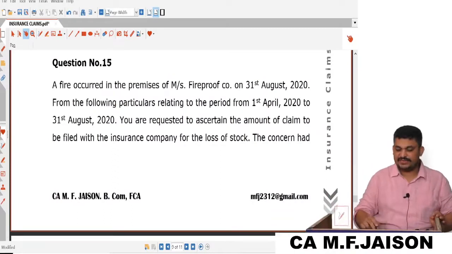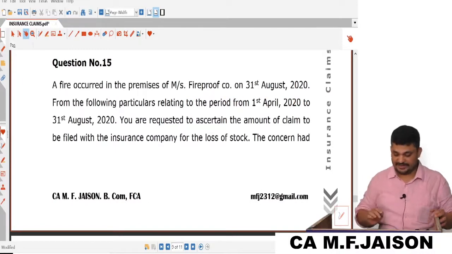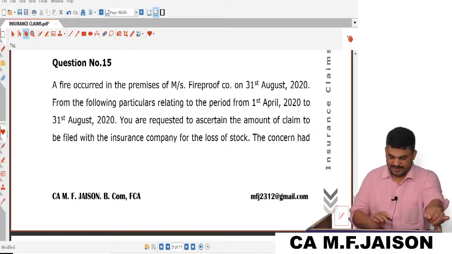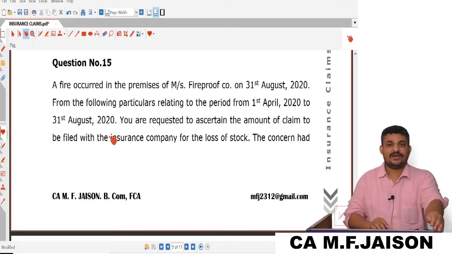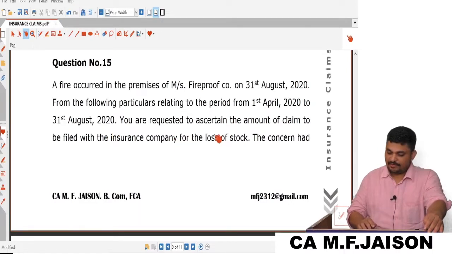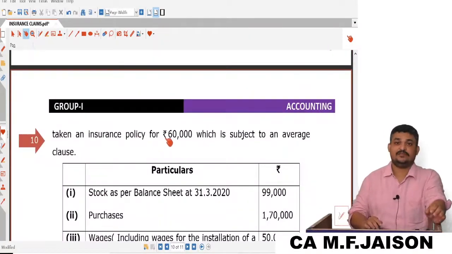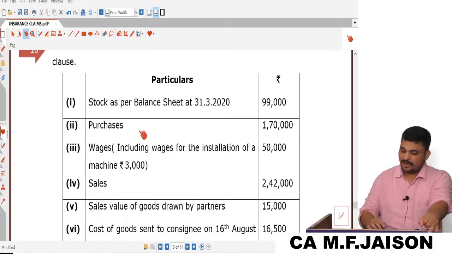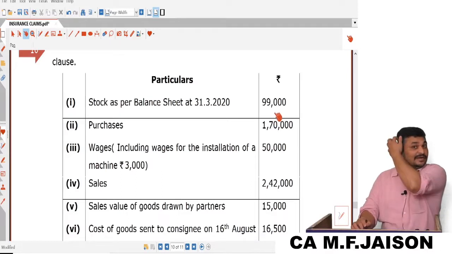A fire occurred in the premises of Messrs. Fireproof Company on 31st August 2020. From the following particulars relating to the period from 1st April 2020 to 31st August 2020, you are requested to ascertain the amount of claim to be filed with the insurance company for the loss of stock. The concern had taken an insurance policy of 60,000. Stock as per balance sheet at 31st March 2020 was 99,000, of the previous year.